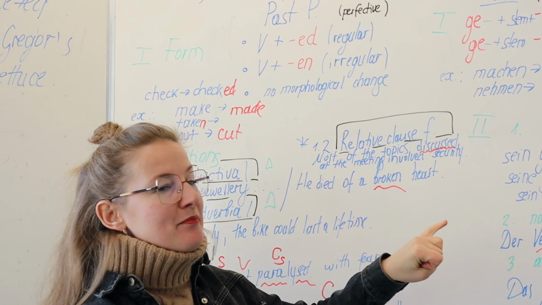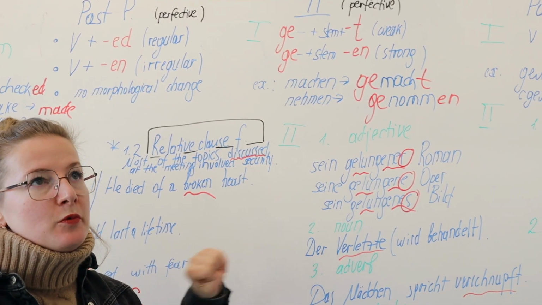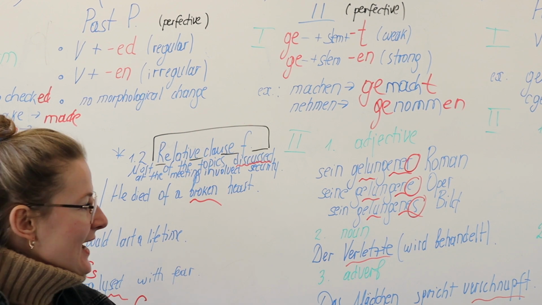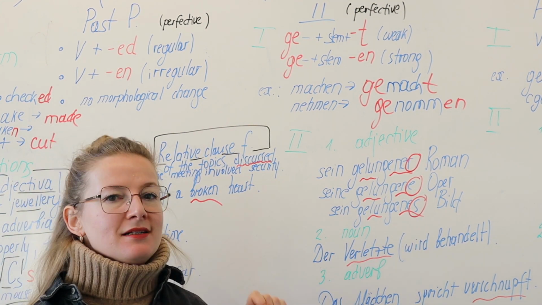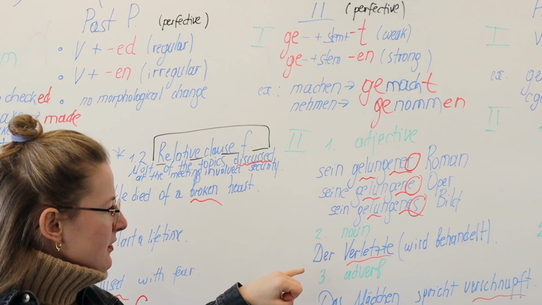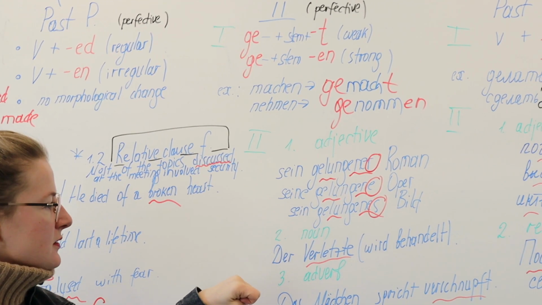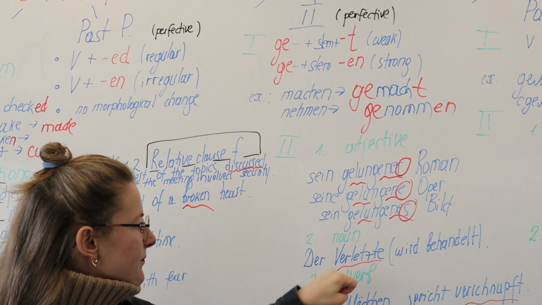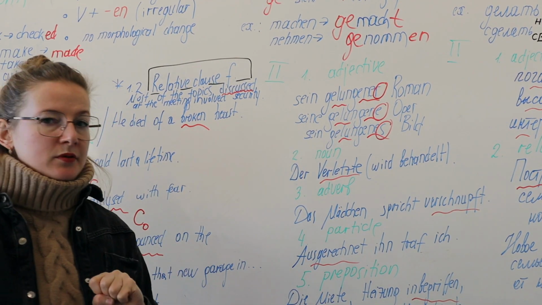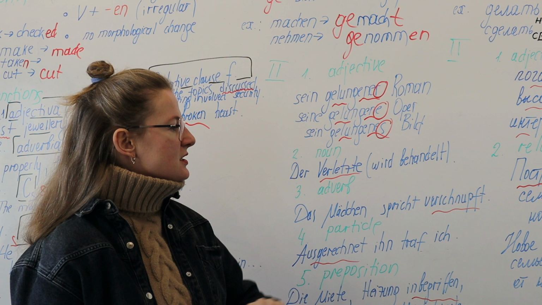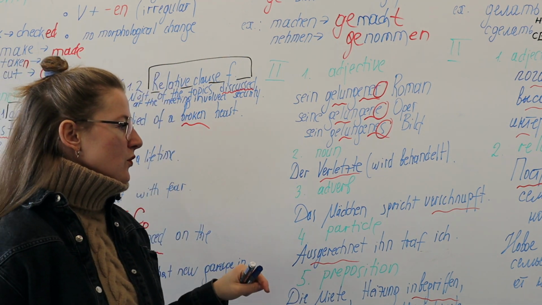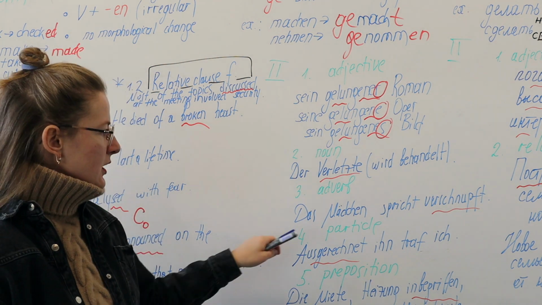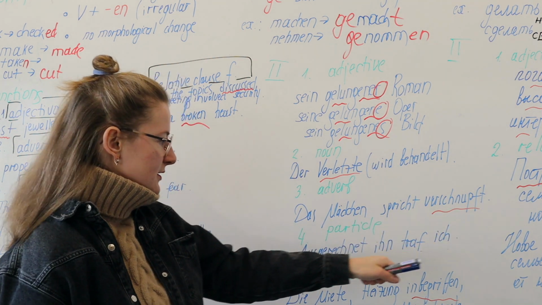Right, then Partizip II can also be used as a noun. We had last time die Lernenden or die Reisenden, and this time we've got der Verletzte wird behandelt im Krankenhaus. Okay, der Verletzte meaning the wounded person is being taken care of at a hospital, right? Partizip II can also be used as an adverb. Example, das Mädchen spricht verschnupft. So she's speaking with a blocked nose because she's stuffed up. Okay, so verschnupft is Partizip II here.